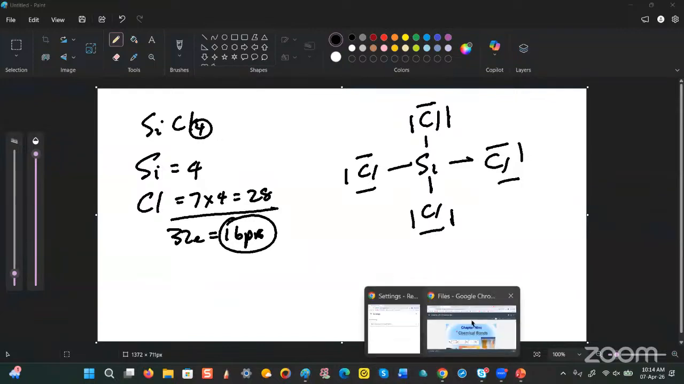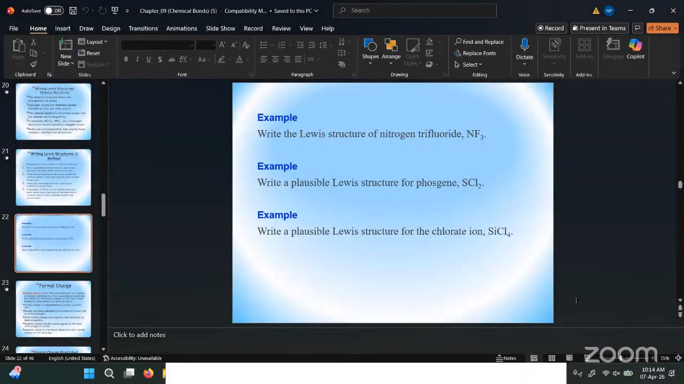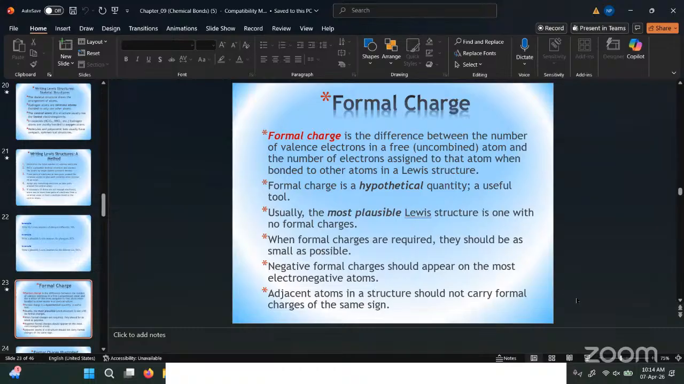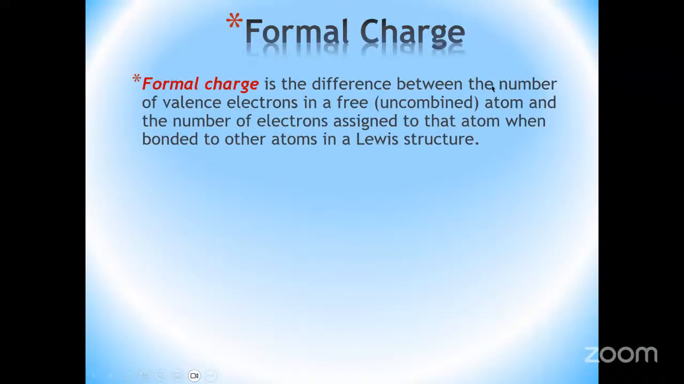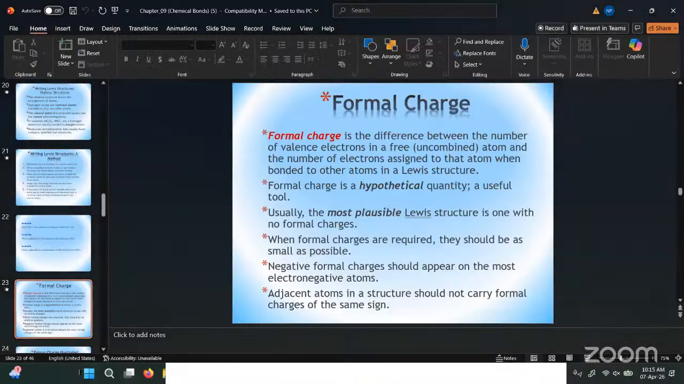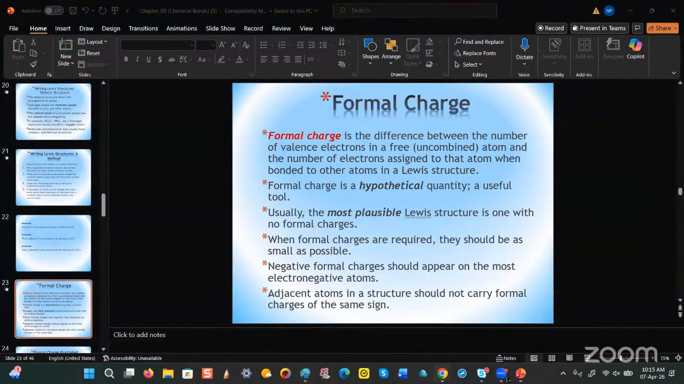Now, things can be a bit more complicated. Before we get to the more complicated situations, we need to understand this concept of formal charge. So formal charge is basically the difference between the number of valence electrons in a free atom and the number of electrons assigned to that atom when it is bonded to other atoms in a Lewis structure. Now, there's a formula that I use to calculate the formal charge. You might see it expressed differently in different textbooks, but this is my preference, right? So let me give you the formula that I use.